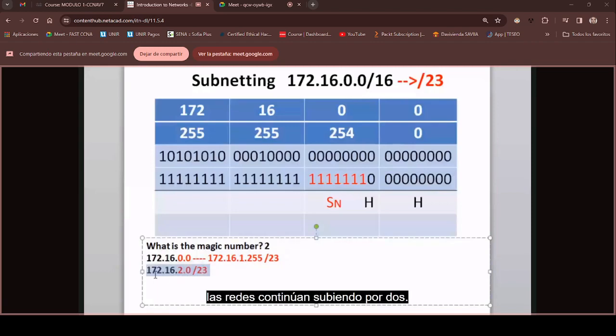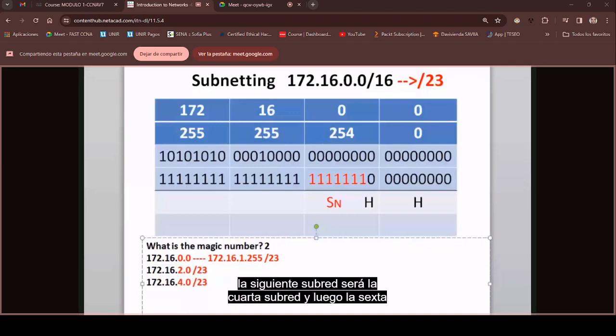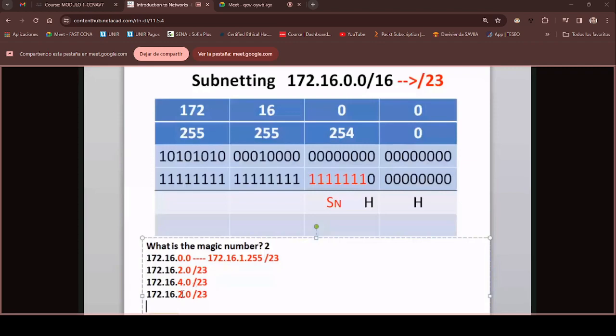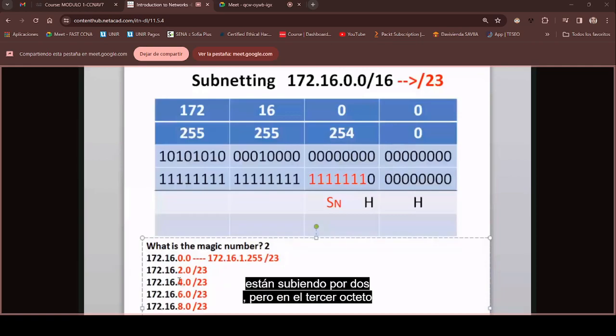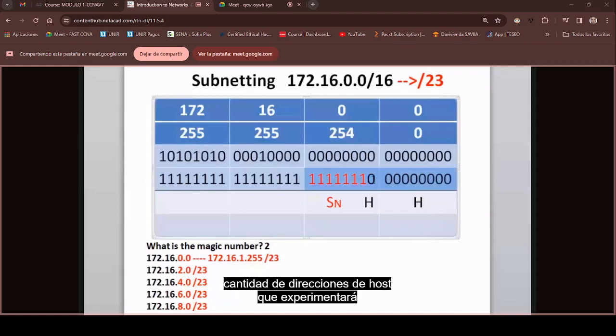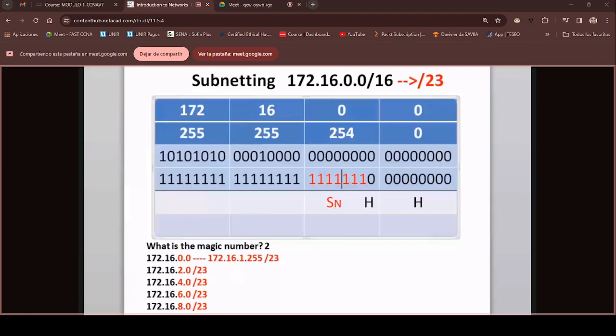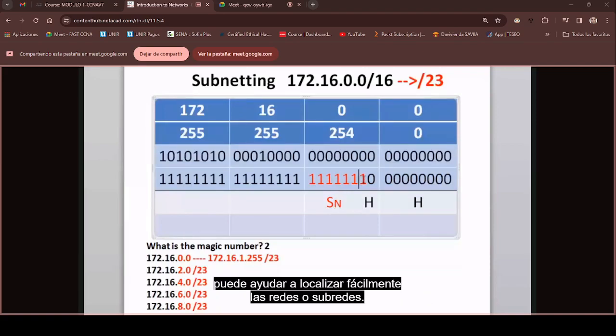After that, the networks continue to go up by 2. In other words, the next subnet will be the 4 subnet, and then the 6 subnet, and the 8 subnet. Notice that the networks are going up by 2, but in the 3rd octet, not in the 4th octet. The only difference, not to be confused on, is the larger number of host addresses that you'll experience when you subnet in this octet or in the 2nd octet. You can see how the magic number technique can help you quickly locate the networks or subnets.